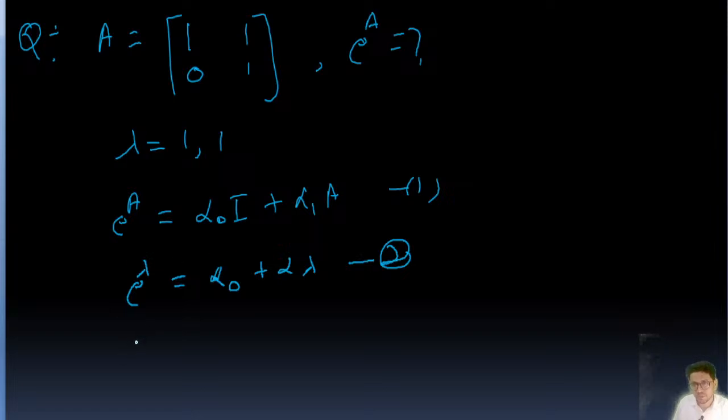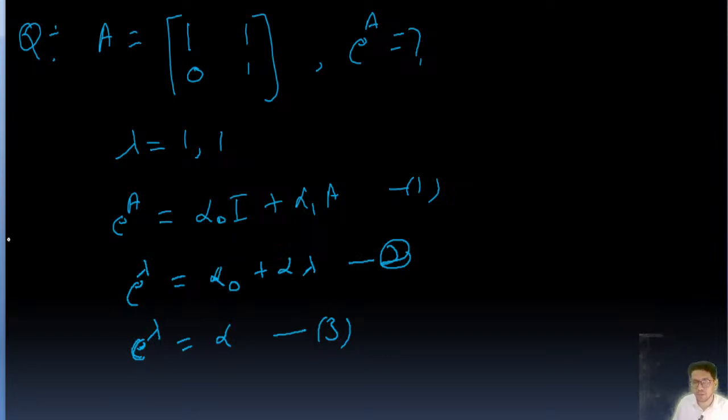And equation 3, we will differentiate this equation, okay? The differentiation of e to the power lambda is e to the power lambda, and alpha naught gives 0, so e to the power lambda equal to alpha 1, equation number 3. Okay, this is very important if eigenvalues are the same, because only by equation 2 you cannot solve.